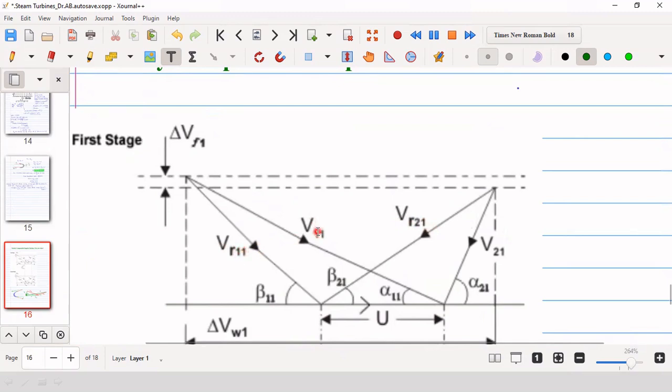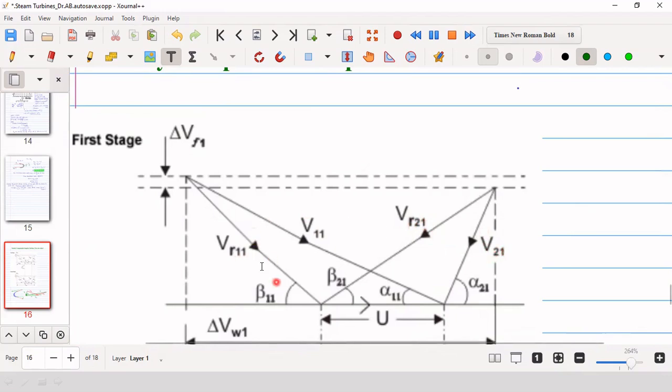So V11, this is one for the inlet, and this one for the first stage. Similarly, VR2, this is at the exit of the blade, and this one is for the first stage. That means this VR21 is basically the blade relative velocity of the steam, with respect to the blade at the exit from the blade for the stage 1. And this is V21, that is absolute velocity of the steam at the exit from the blade for stage 1.